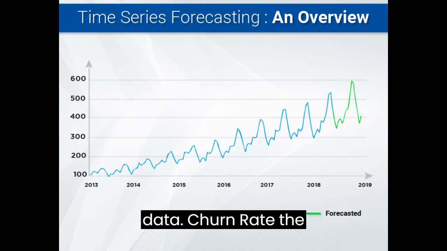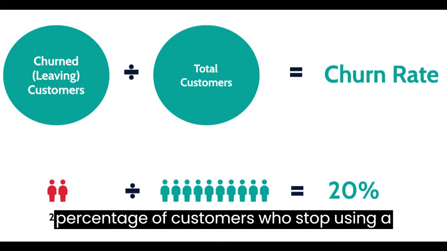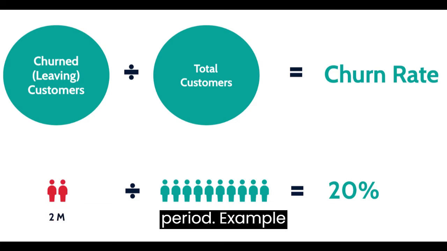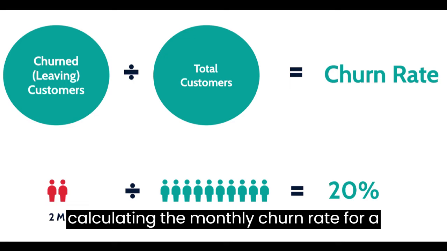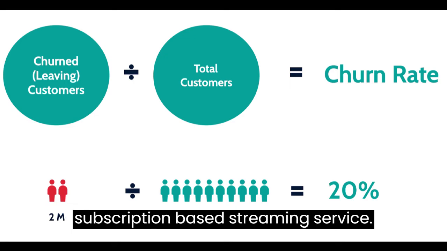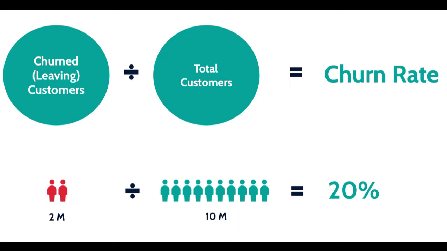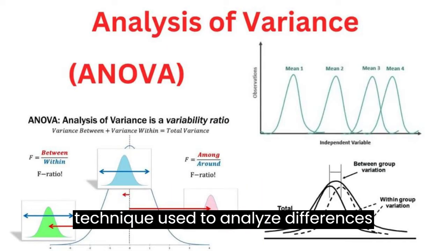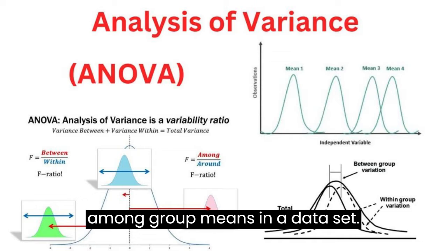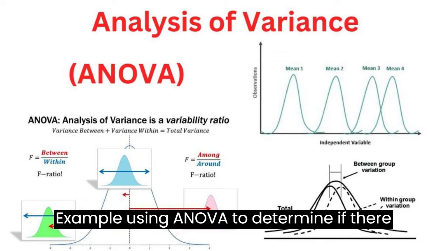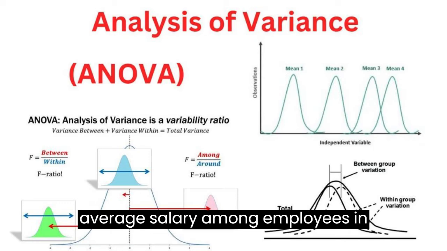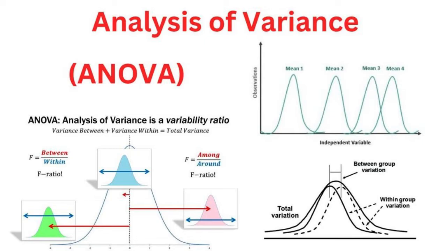Churn rate, the percentage of customers who stop using a product or service over a specific time period. Example: calculating the monthly churn rate for a subscription-based streaming service. ANOVA, analysis of variance, a statistical technique used to analyze differences among group means in a dataset. Example: using ANOVA to determine if there are significant differences in the average salary among employees in different departments.